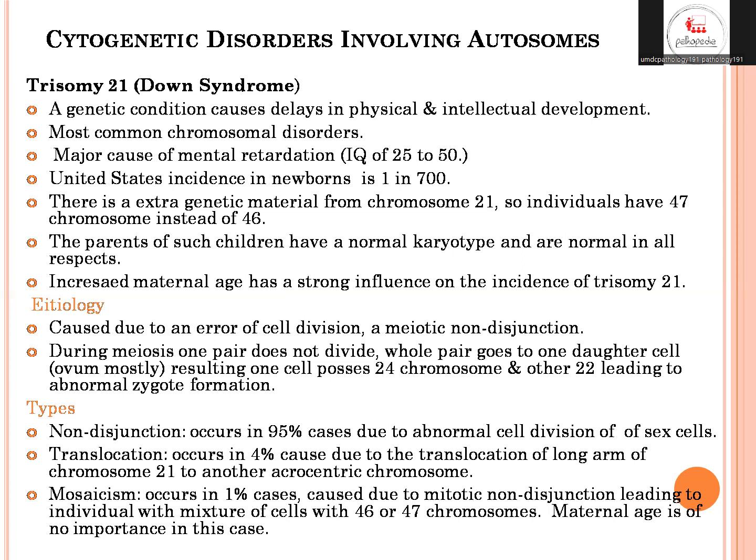The parents of such children have a normal karyotype and are normal in all aspects. Increased maternal age has a strong influence on the incidence of trisomy 21. When we talk about etiology, it develops due to an error of cell division, meiotic non-disjunction, during meiosis. One pair does not divide. The whole pair goes to one daughter cell, mostly resulting in one cell possessing 24 chromosomes and the other 22, leading to abnormal zygote formation.